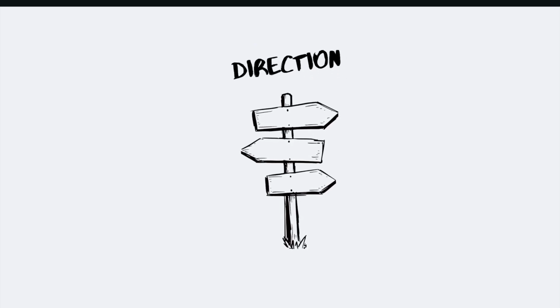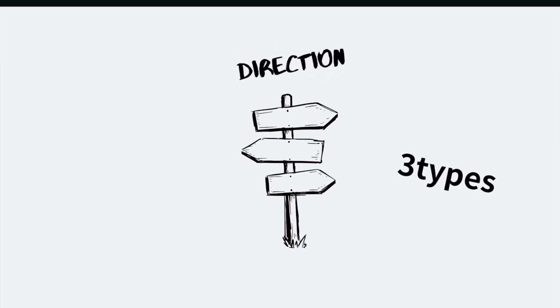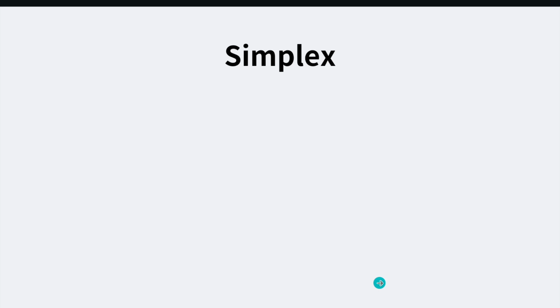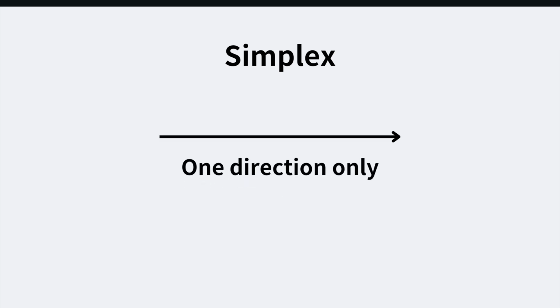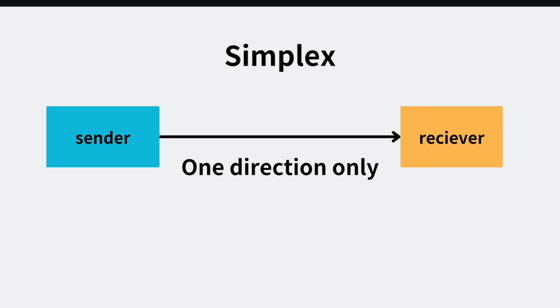So let's talk about the first factor, that is direction. And there are three types of transmission modes. Okay, let's talk about the first mode, simplex. In this mode, data can be sent in one direction only. So if there are a sender and a receiver, the sender can only send the data but cannot receive the data.